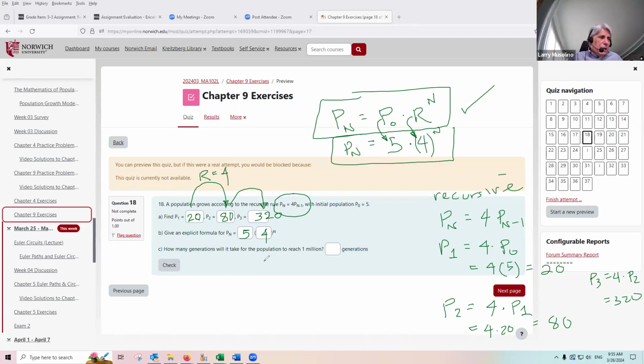And then part C says, how many generations will it take to reach 1 million? This one's a little tricky. Well, that's what this P sub n is giving you. P sub n is like the population at any time n. Here's our formula: P sub n equals 5 times 4 to the n. They want to know when this population is going to reach 1 million. So they're asking, if P sub n is 1 million, what would be the value of n?